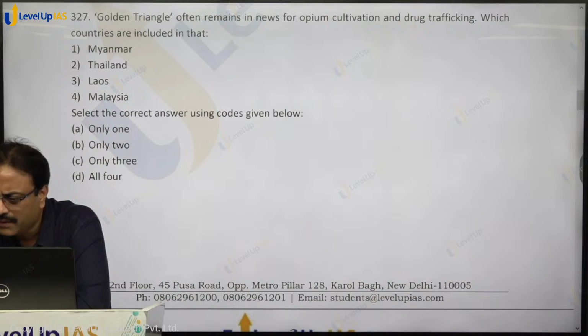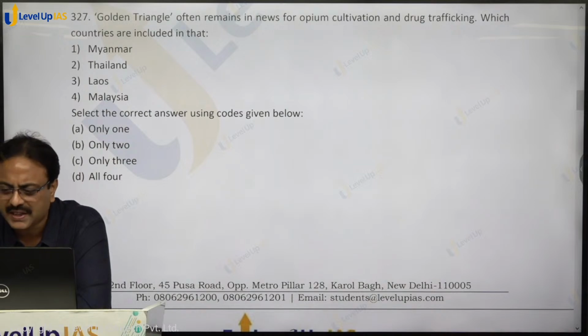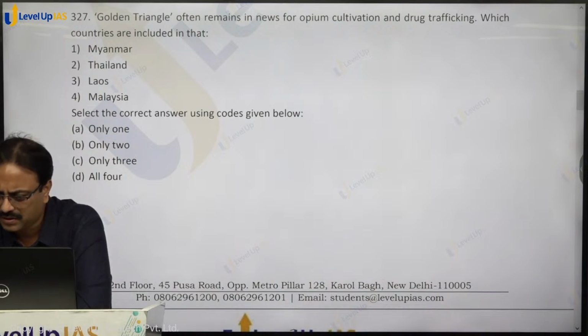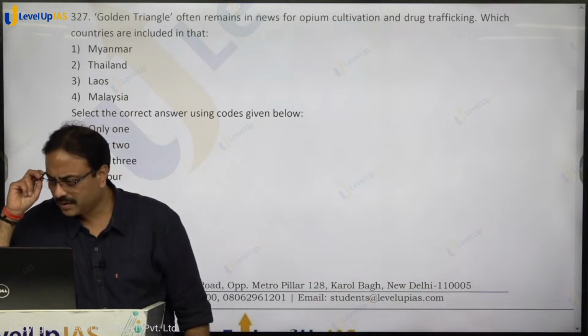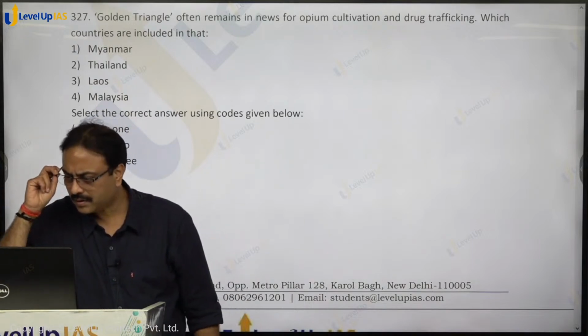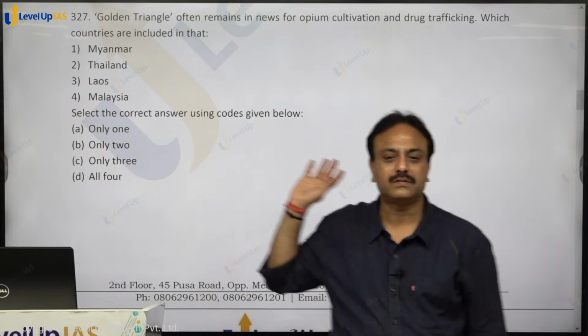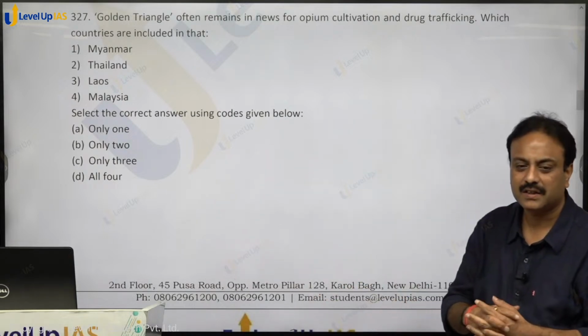River Parana is River Paraguay only, correct. Paraguay and Parana both confluence with each other, and the river is called Parana, and later on it is called the river Plata. Golden Crescent, Golden Triangle. Which are the countries?